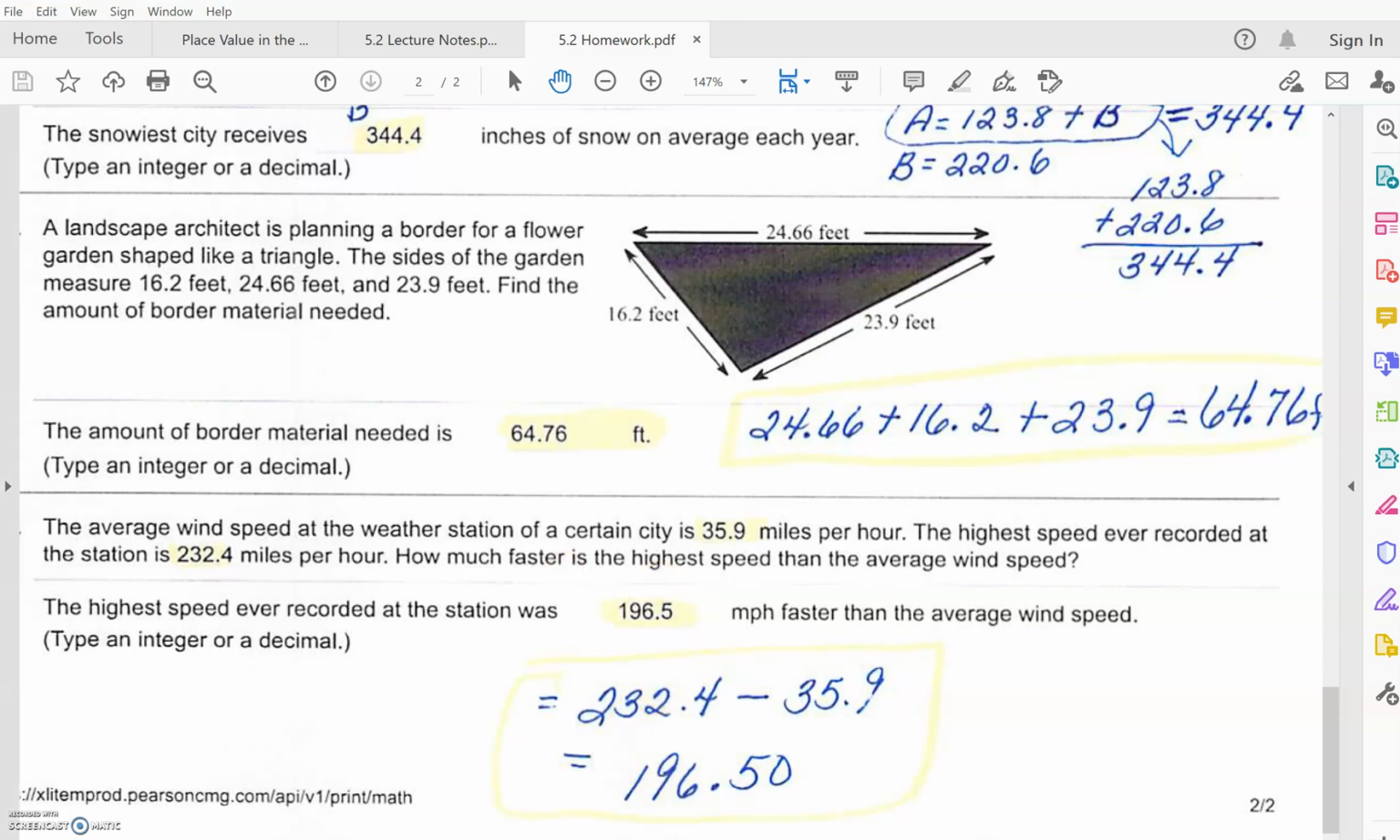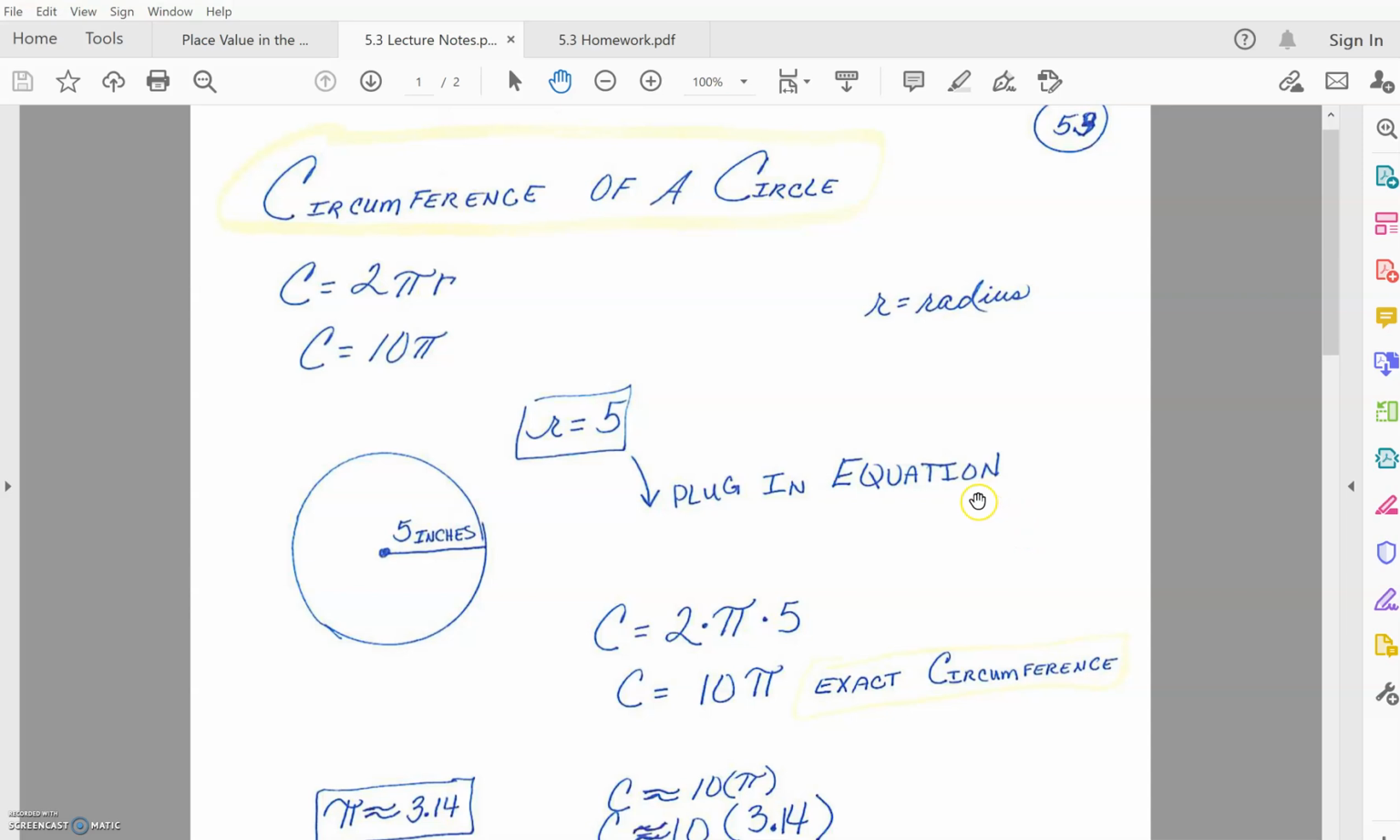In section 5.3, we're going to focus on the circumference of a circle. Here are your equations. The first one is 2 times pi times the radius, and then one below it is 10 times pi. So if you're given a radius, then the radius, oh, wait a minute, that's not correct. What I should have written was d as the diameter times pi.